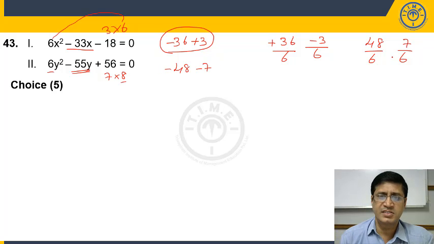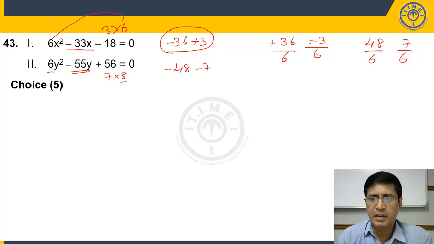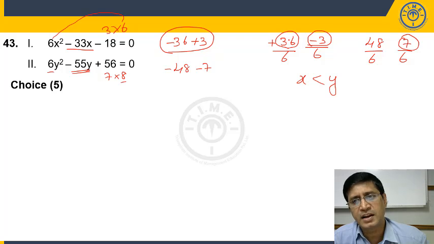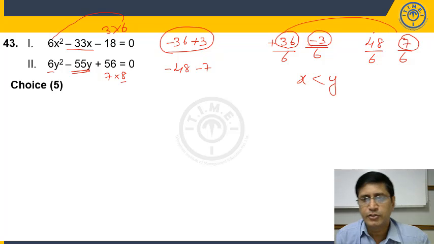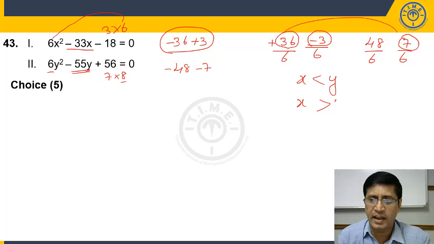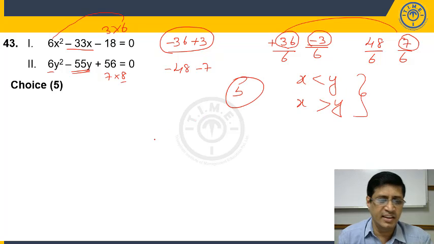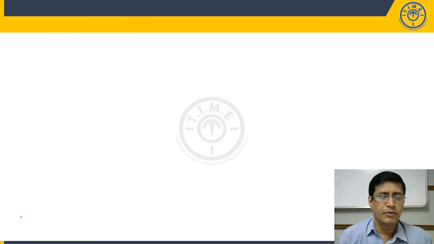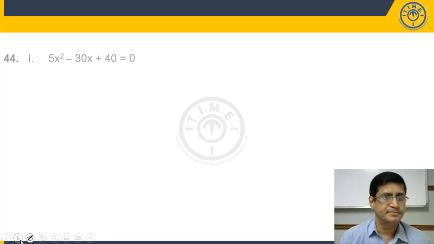Now look at this and try to compare the values. The negative value is less than the positives. So x is less than y. And 36 is greater than 7. The bases are the same here, so you can directly compare. 36 is more than 7. So x is greater than y. There is no relation combining these two. So the right choice is option number 5. Fifth choice is the right answer for this question. Now look at the next example on your screen.